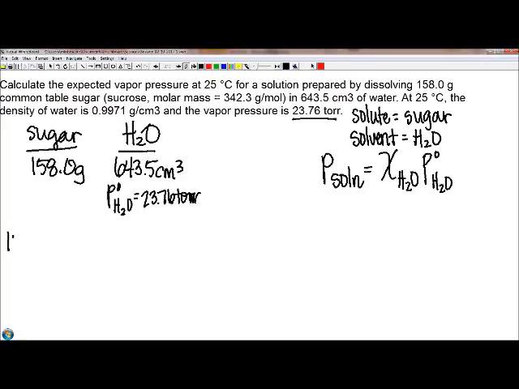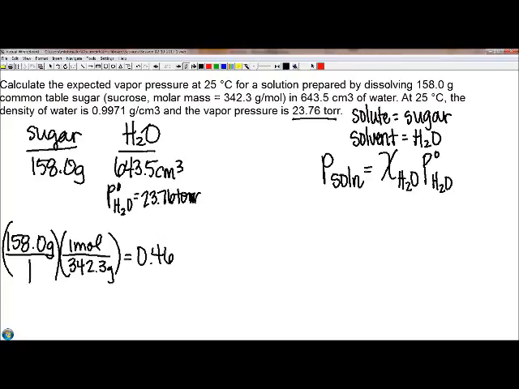Okay, so let's convert our grams to moles for the sugar first. So the 158.0 grams of the sugar over 1, and we're going to divide by the molar mass, which I give you in the problem is 342.3 grams. So the moles of sugar is 0.4616, and I just rounded to 4 decimal places for now, just because. So that's the moles of the sugar.